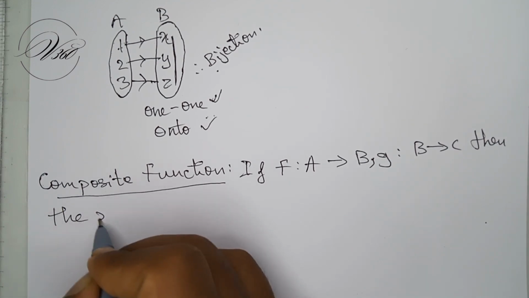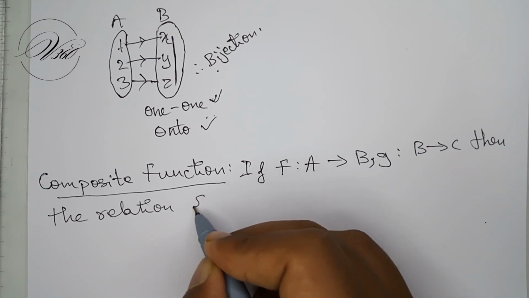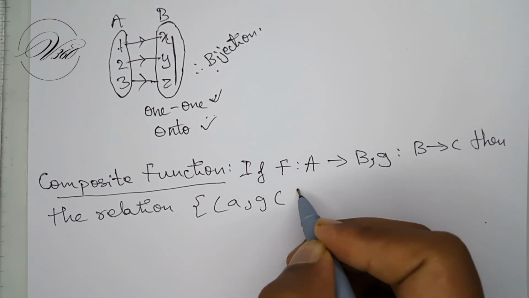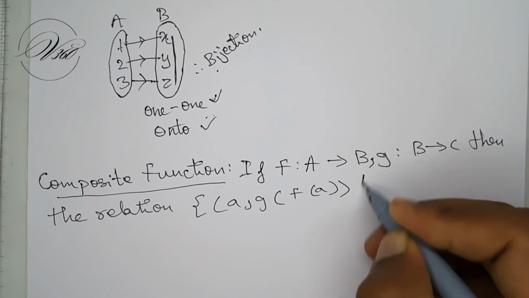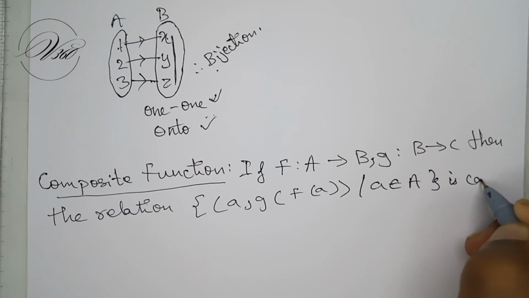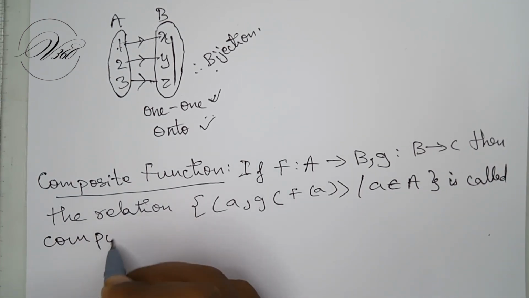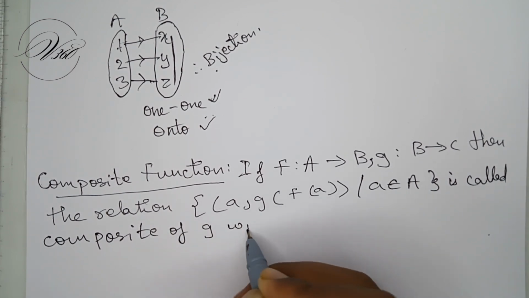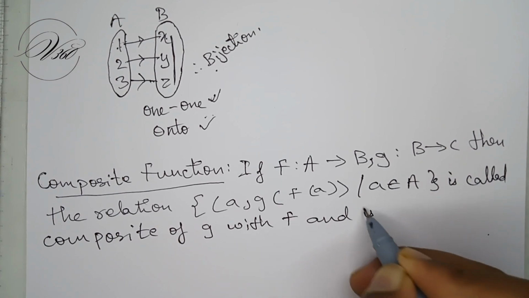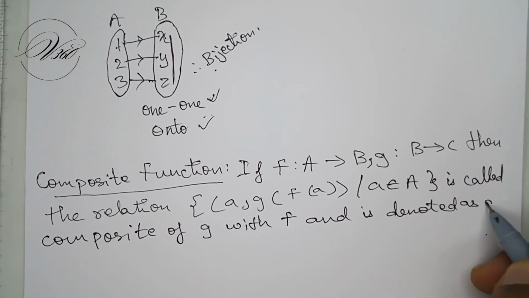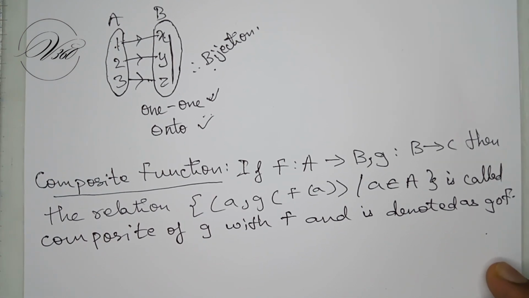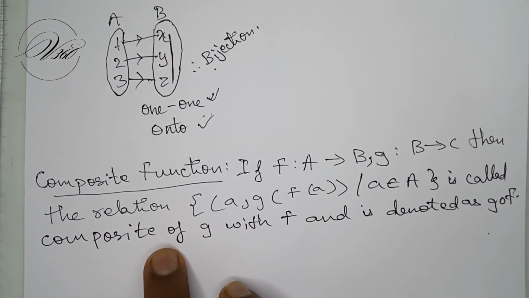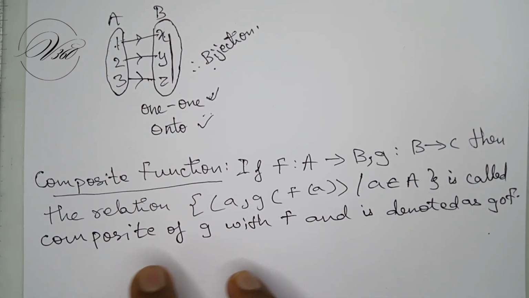the relation of pairs (a, g(f(a))) where a belongs to capital A is called the composite of g with f, and is denoted as g∘f. Okay, composite function is nothing but: if f maps A to B and g maps B to C, then the relation of both f and g can be written as g∘f, and this is called the composite of g with f.